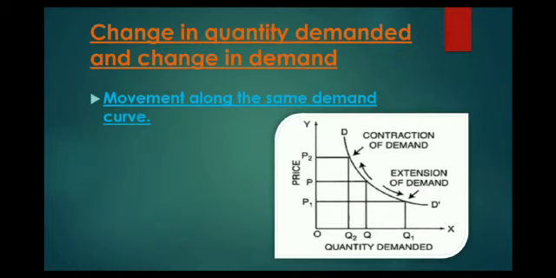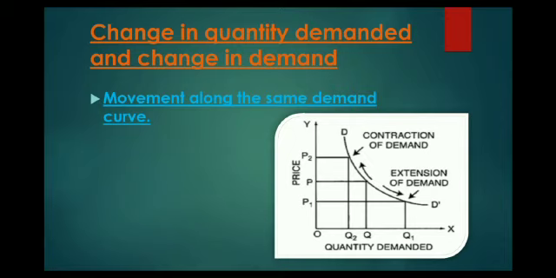Next, change in quantity demanded and change in demand. Change in quantity demanded refers to increase or decrease in quantity demanded of a commodity in response to increase or decrease in its price, other things remaining the same. So, it is shown by the movement along the same demand curve.